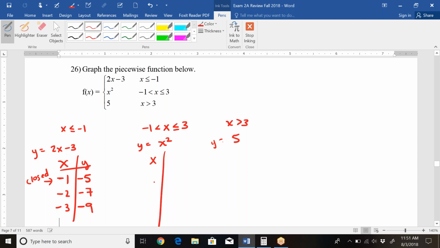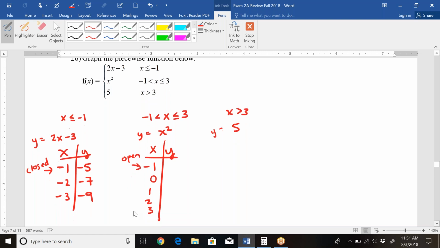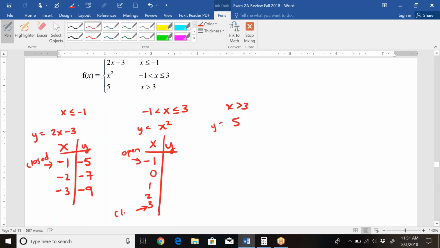On this one, be very careful because there are 2 endpoints. You need to plot -1, you need to plot 0, 1, 2. I usually just do all the points in between. This endpoint is open because it does not have the equal to, and this endpoint is closed. Okay, so if we square these, this would be 1, 0, 1, 4, and 9.